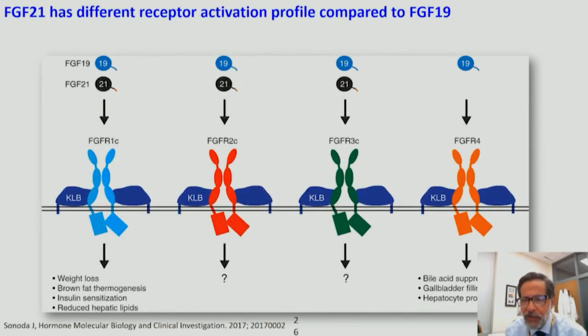Now, FGFs are an interesting class of molecules because they bind to different FGF receptors, and the distribution of the receptors determines the tissue specificity of these FGFs. So FGF19 binds to FGF receptor 1C, 2C, 3C, as well as 4, and the 4 gives it the liver specificity. Now, FGF21, which is another fibroblast growth factor, binds to FGFR1C, 2C, and 3C, and has different effects, particularly in the adipose tissue and in the brain, and increases sympathetic output and browning of the adipose tissue, and leads to insulin sensitization and some weight loss.